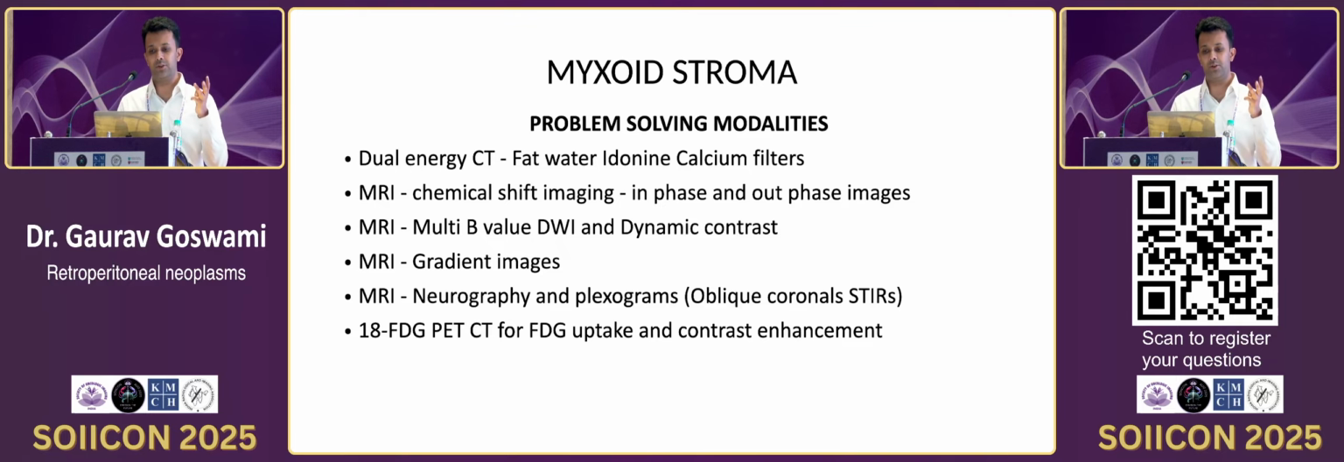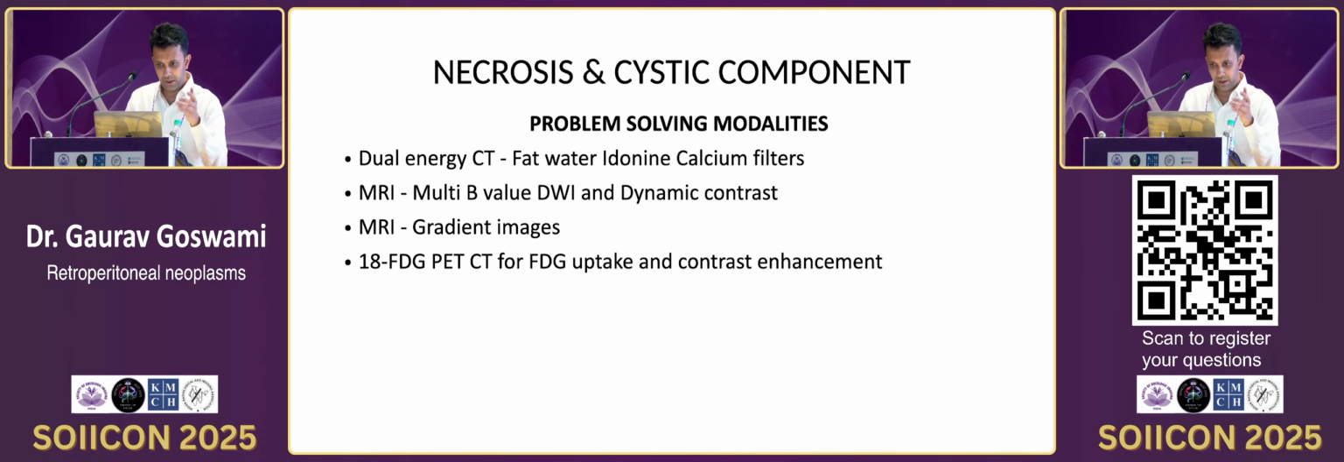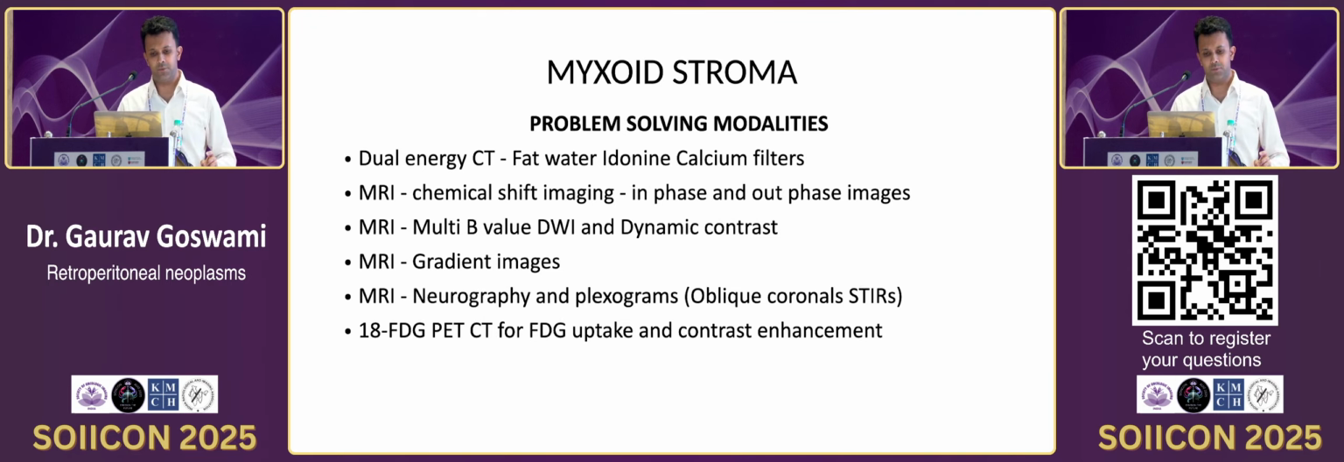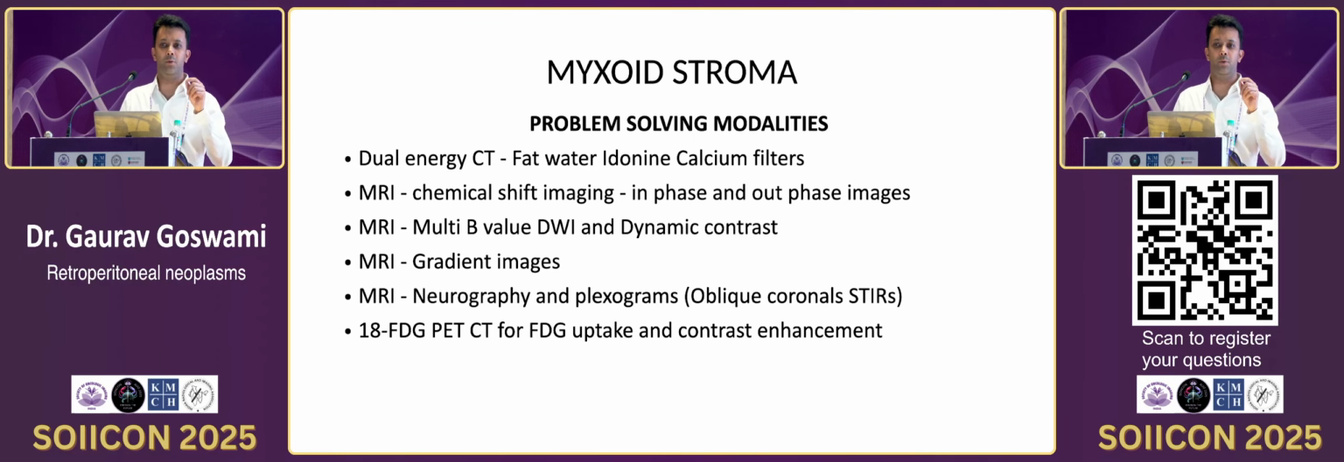Now coming to the third, myxoid stroma characterization, where gradient images will differentiate from calcification, and chemical shift imaging will differentiate from fat containing lesions. Myxoid stroma lesions are mostly schwannomas, neurofibromas, partly paragangliomas, liposarcomas and myxofibrosarcomas. In these cases you need to go for MR neurography and plexograms. Majority of the time schwannomas and neurofibromas spread along the adjacent nerves, lumbar plexus and peripheral nerves. At that point MR neurography gives you better characterization. Most of the time oblique coronal STIR also gives better characterization of the nerve and perineural spread.